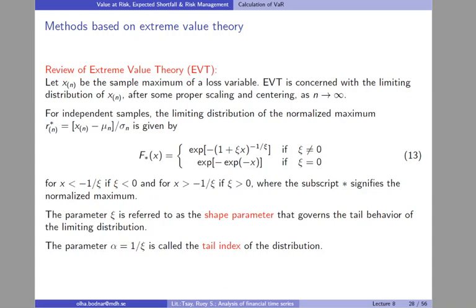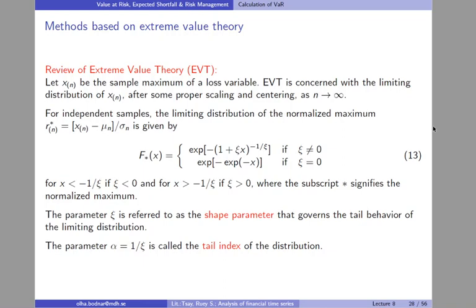Okay, so we are back with lecture 9 of time series analysis. Now we're going to see some methods based on extreme value theory, empirical estimation, and other things related to value at risk. So we're going to call X_n the sample maximum of a loss variable. Extreme value theory is concerned with the limiting distribution of X_n after some proper scaling and centering as n goes to infinity. What does this mean?